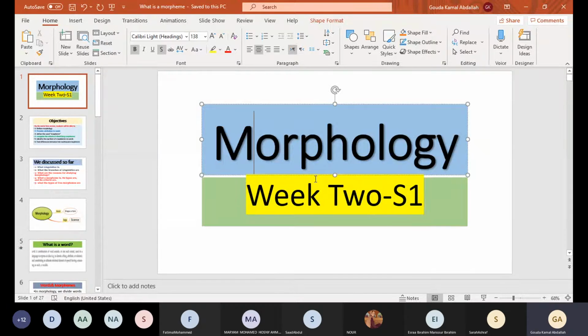Okay, can you now see my screen? Morphology week 2, session 1.